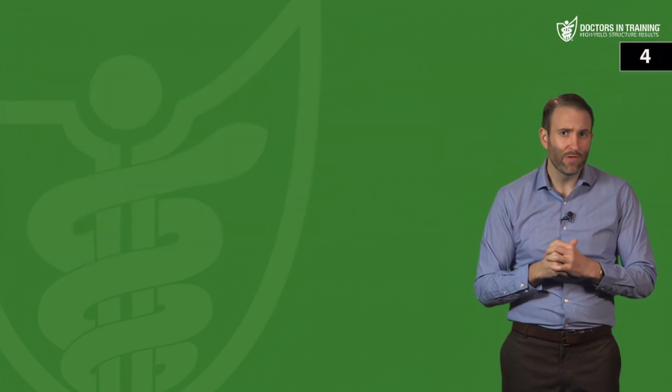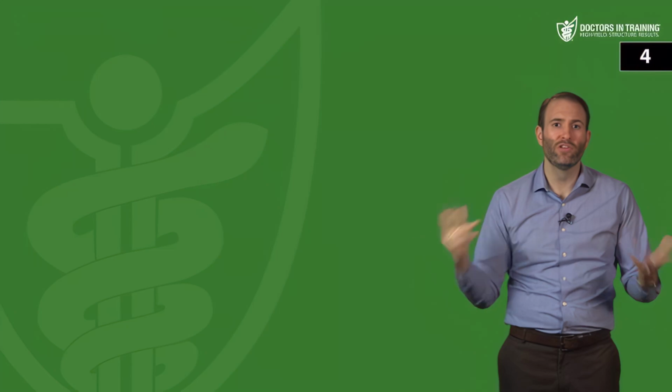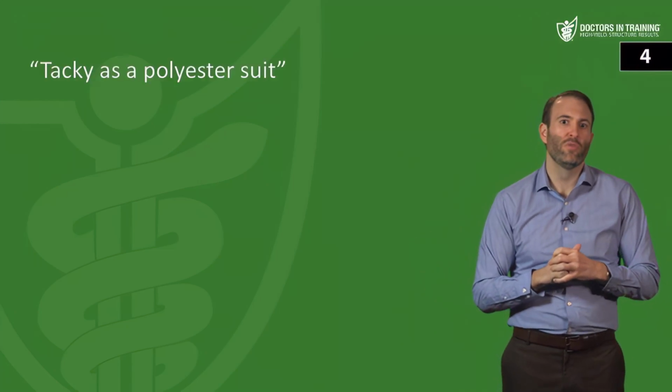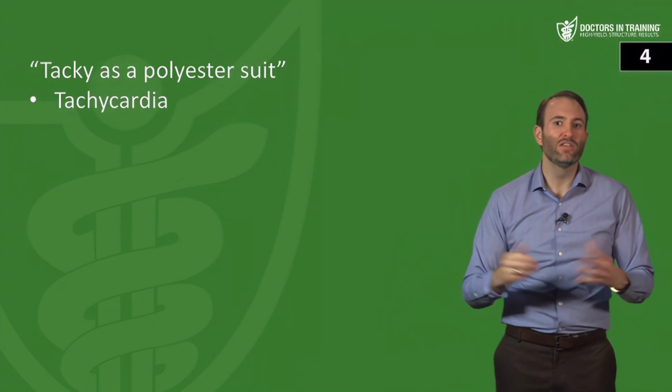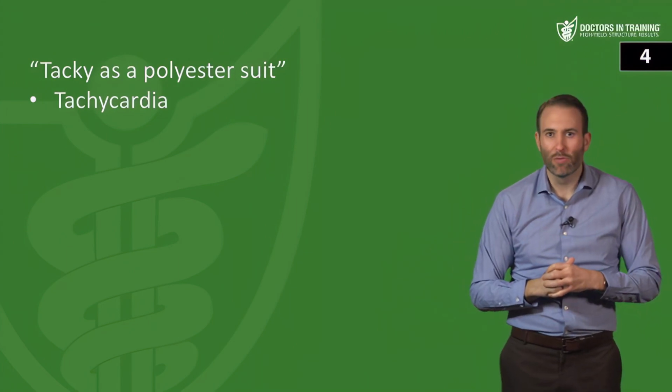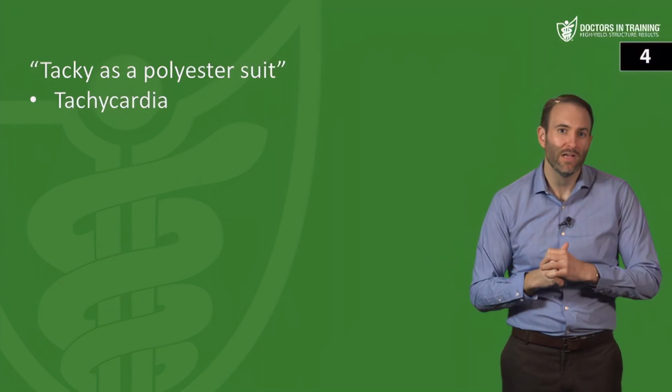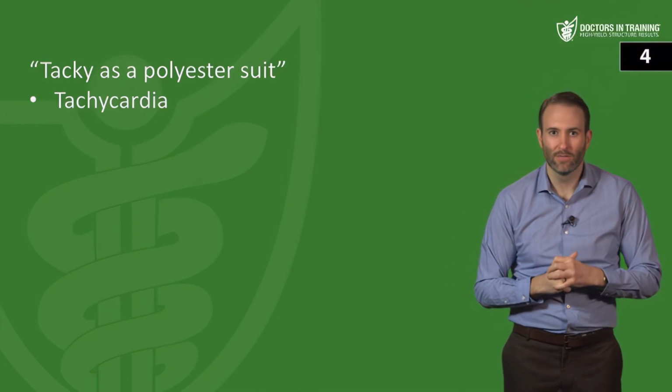And then another symptom that we see that maybe hasn't been used in the memory tool in the past is tacky as a polyester suit. And this is going to help you to remember tachycardia. So the vagus nerve, which is the major parasympathetic nerve in the body, helps to slow down the heart. Therefore, if you inhibit this, then you might get tachycardia.